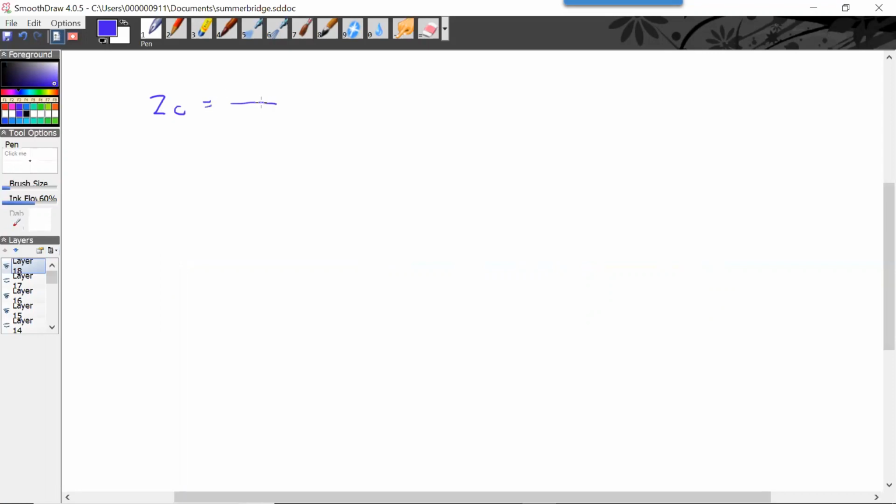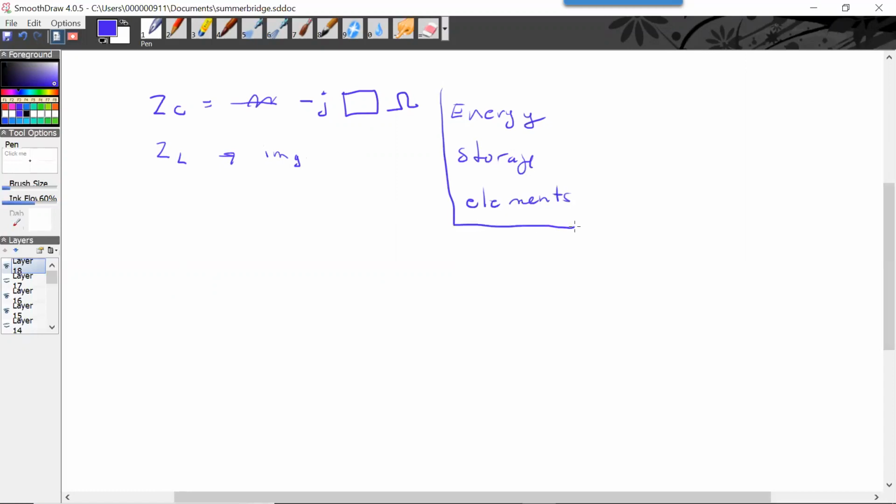So the impedance is going to be minus j some number over omega. And the physical reason why the impedance of a capacitor and the impedance of an inductor are purely imaginary, and this is for ideal, is that these are energy storage elements. They store energy, right?